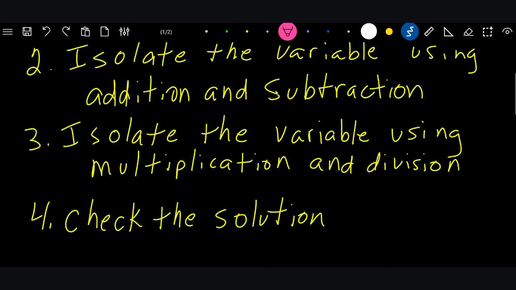The next thing, number 3, after you do that, then you would go back and you would continue to isolate the variable by doing multiplication and division. So sometimes the variable still is not isolated after you do the addition and subtraction, and you need to continue that by doing multiplication and division to get the x by itself, to get the variable by itself. Then the next thing that you would want to do is check your solution.